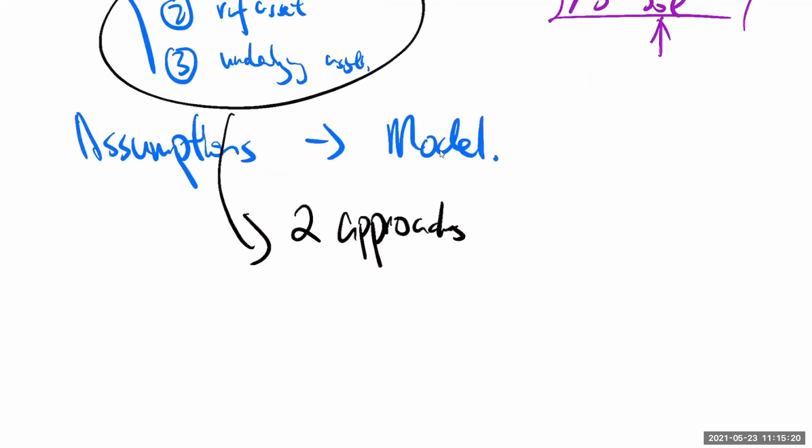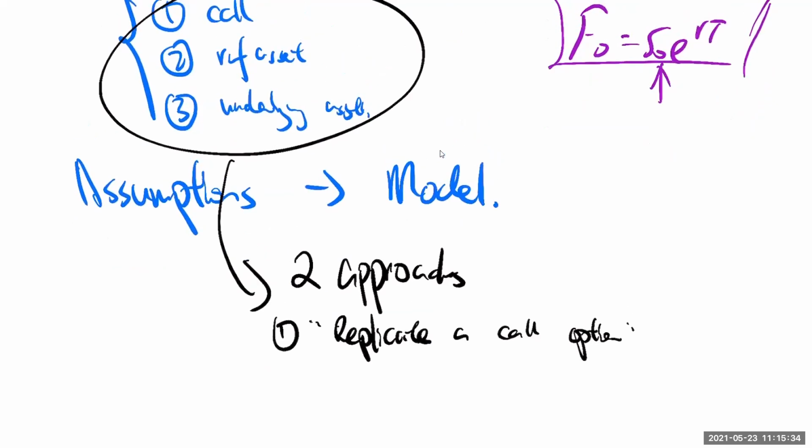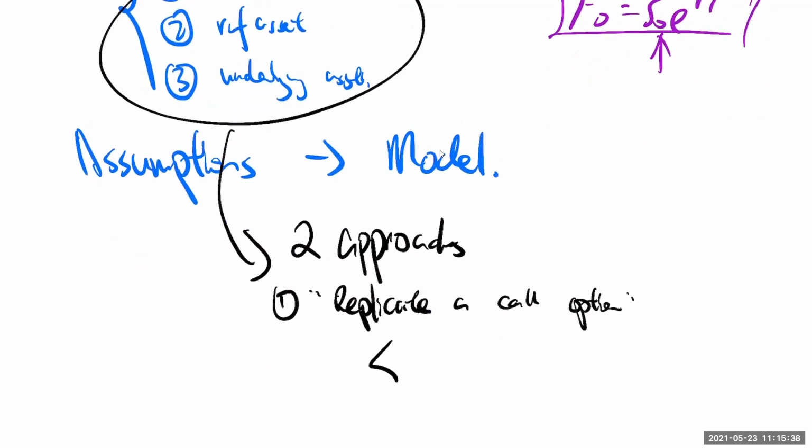First one, I can replicate a call option. Replicate, I put in quotation marks, because if I want to replicate a call option, then I don't have a call option. That means by taking a position in the underlying asset and a risk-free asset.